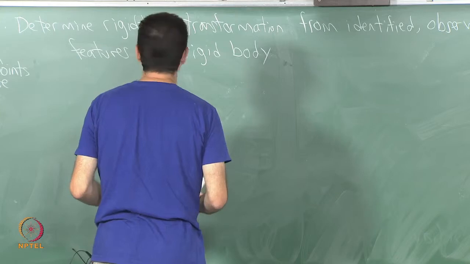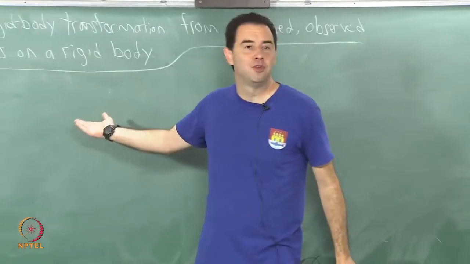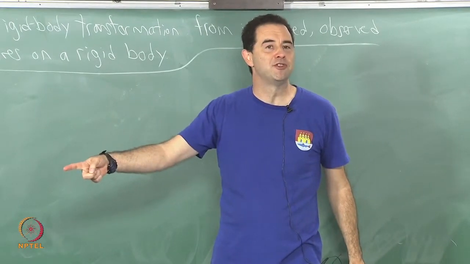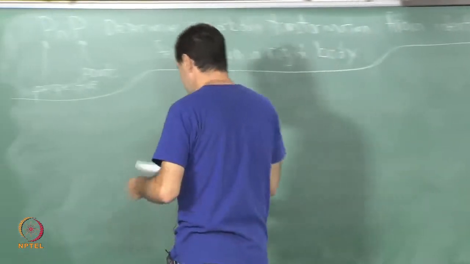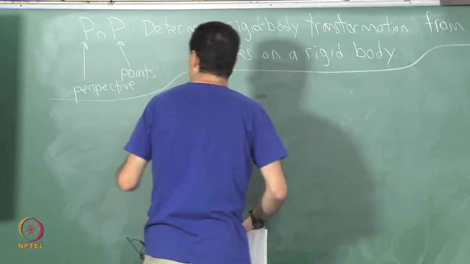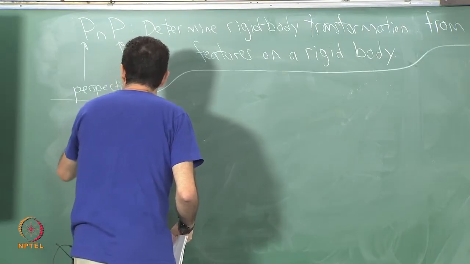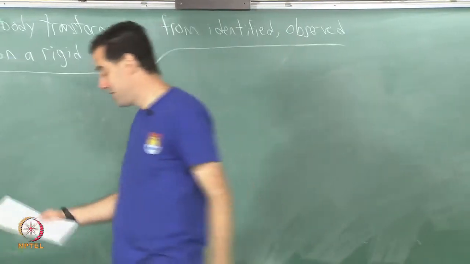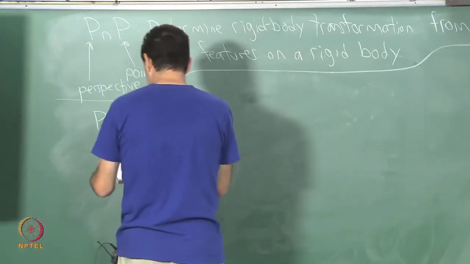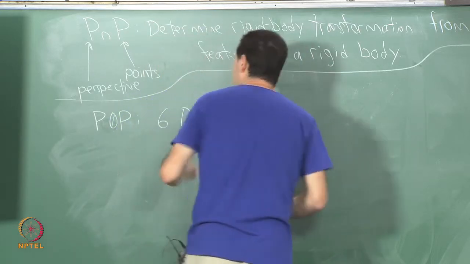Let's think about different versions of this problem, and I like to talk about degrees of freedom. So how many degrees of freedom do we have for the rigid body before we see any features? Six, full six, right? So I guess I could say that if we just have P0P, n is the number of points. If I have zero points seen, then I remain with six degrees of freedom for the object.